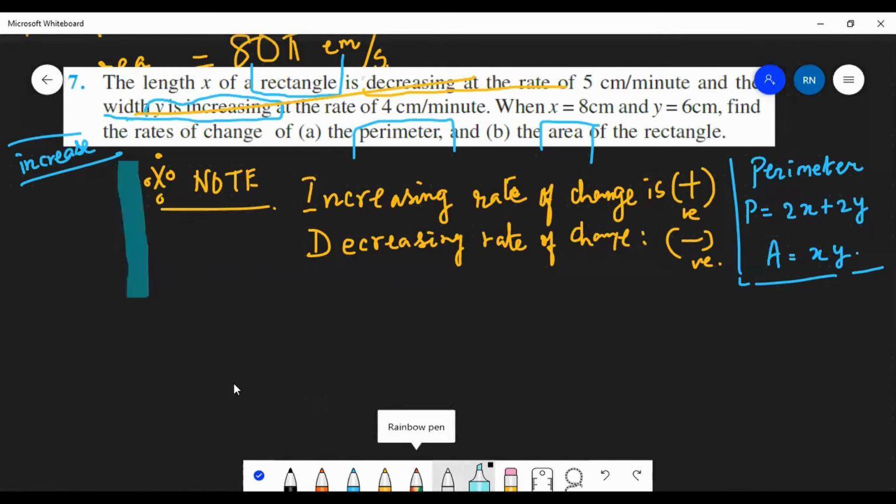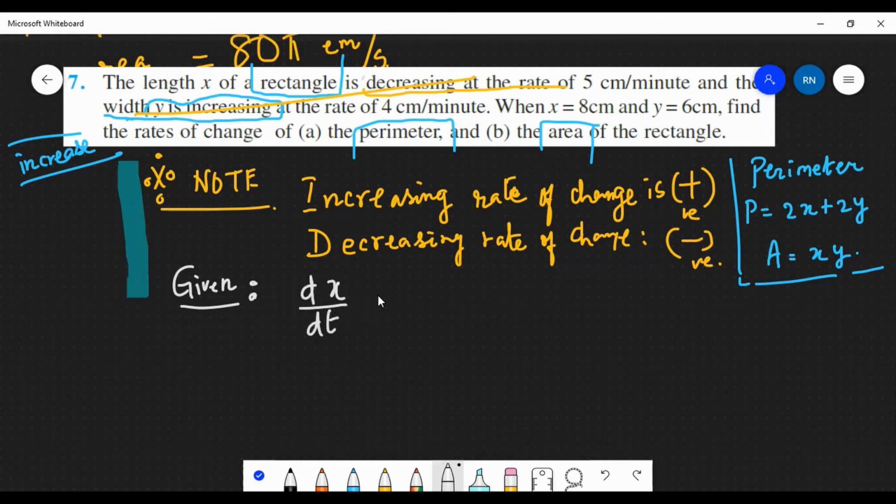So from this, what do we understand? The given quantities you write with the proper convention of the sign. So length is x, rate of change means dx by dt. The value given is 5 centimeter per minute. But I'm telling you x is decreasing, length is decreasing, therefore this has to be negative 5 centimeter per minute. So this is an important point that you are applying.